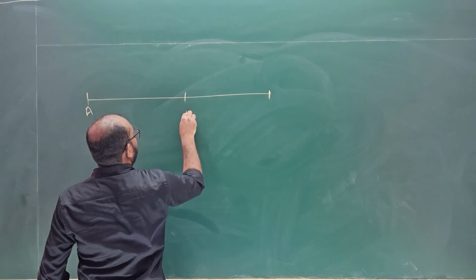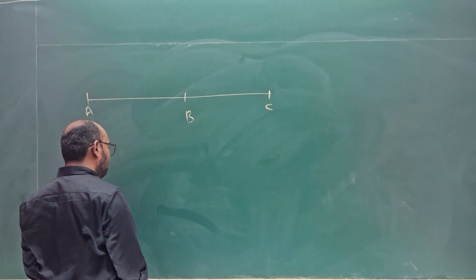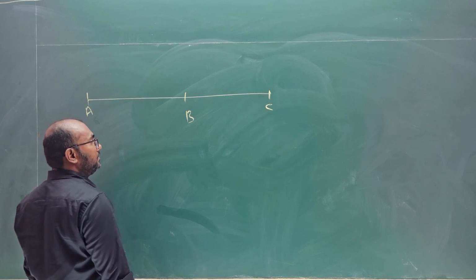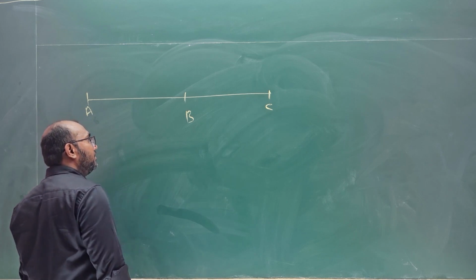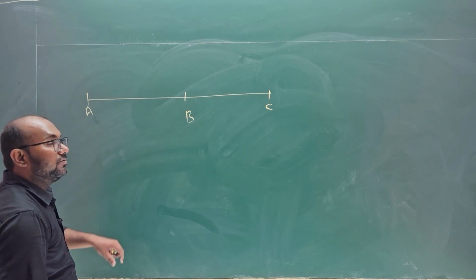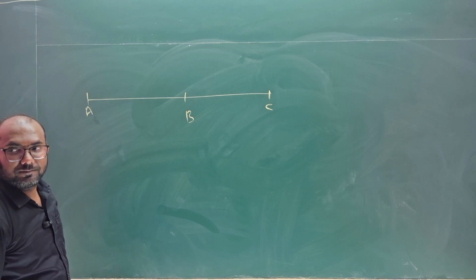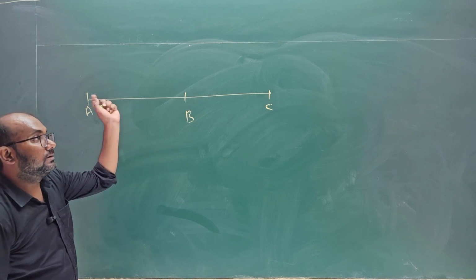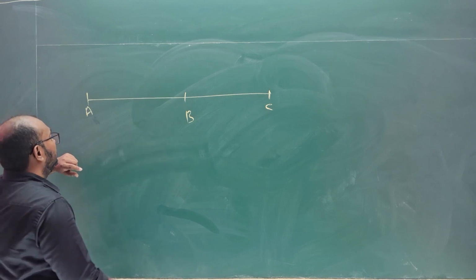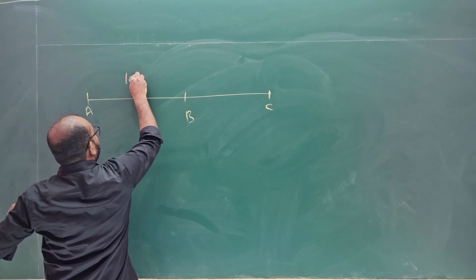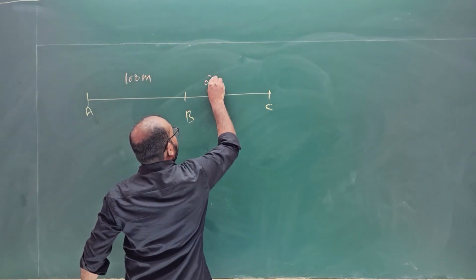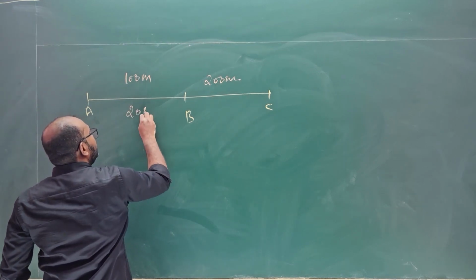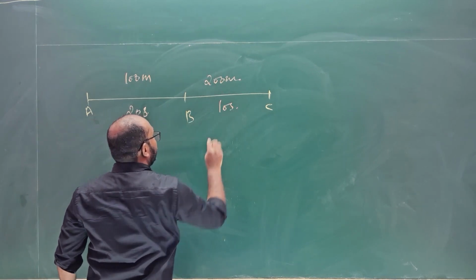Point A, point B, and point C. Body started from point A, then reached point B. Then again from point B, body wants to change the direction. We will discuss this one, and then next we will change the direction. For example, this one is 100 meter, this one is 200 meter. Over here, body took 20 seconds. Over here, it took 10 seconds.